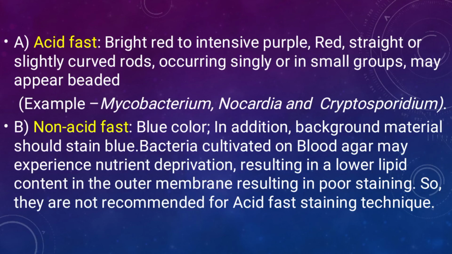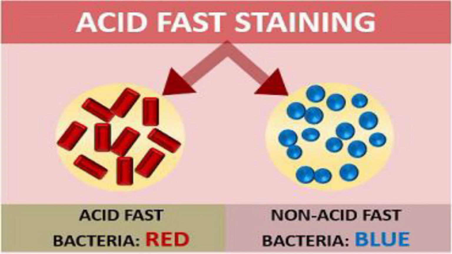Bacteria cultivated on blood agar may experience nutrient deprivation, resulting in a lower lipid content in the outer membrane, resulting in poor staining. So they are not recommended for acid fast staining technique. Acid fast bacteria are red in color and non-acid fast bacteria are blue in color. Thank you.